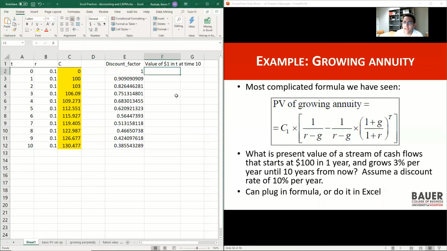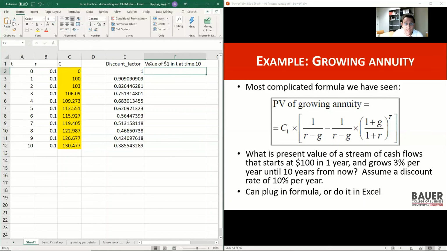Let's say we want to calculate the value of all these cash flows moved to time 10. Okay, so we want to get a future value of everything sitting in time 10. Instead of getting a present value of all the cash flows, we want to move all the cash flows to time 10. Okay, so how would we do that?